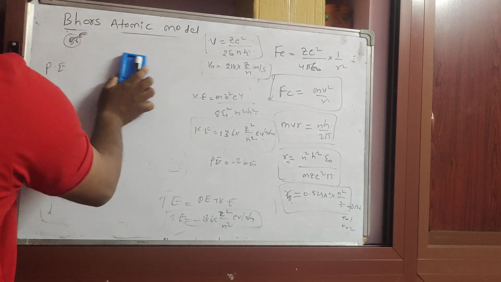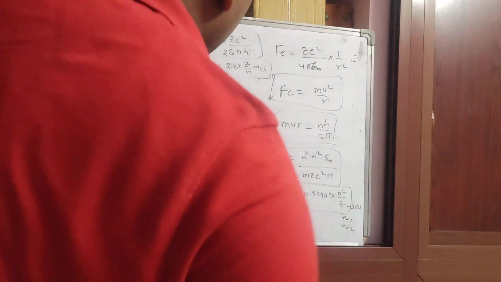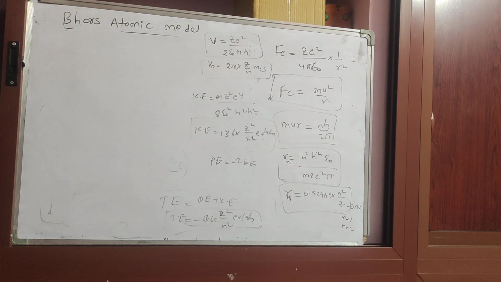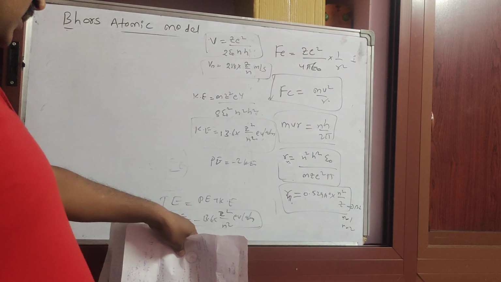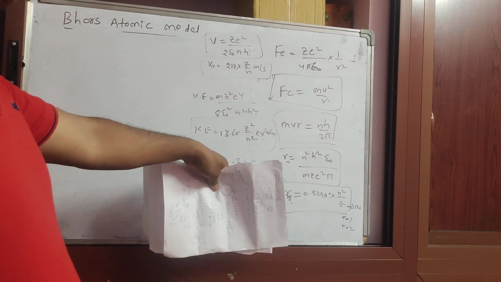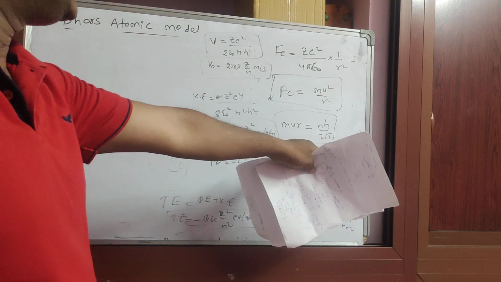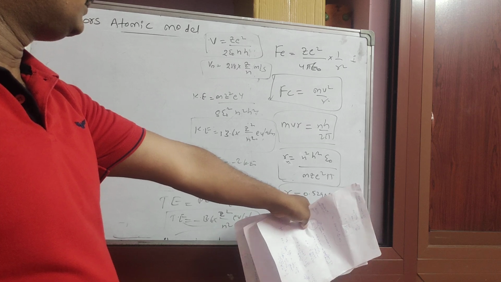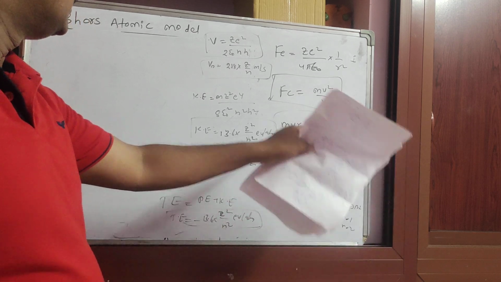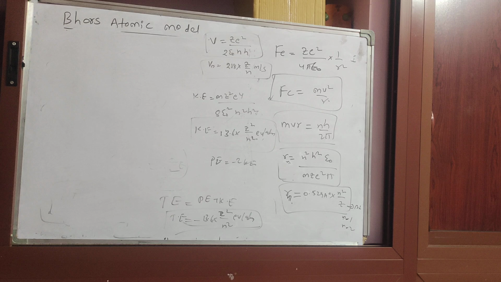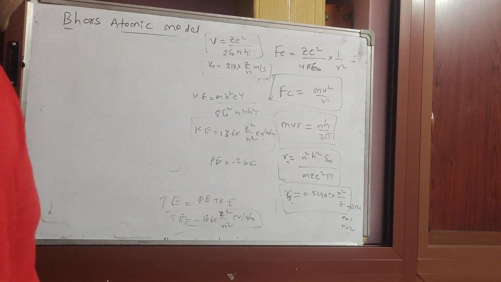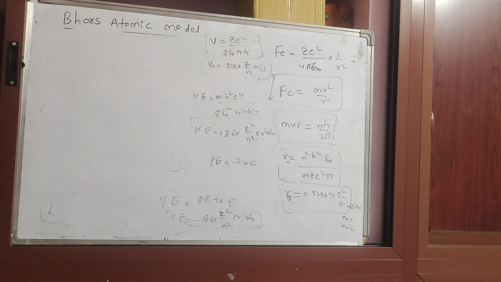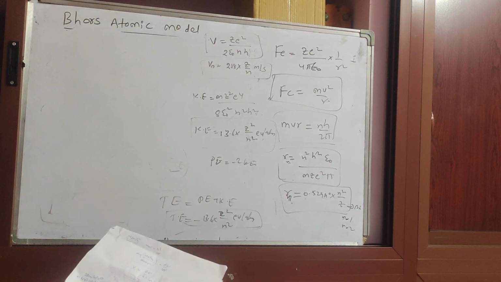In this case, we derived the total energy, potential energy, kinetic energy, and also the radius of the nucleus, and also the velocity of the electron. These are all very, very important equations. You have to remember them. Any question may be asked.